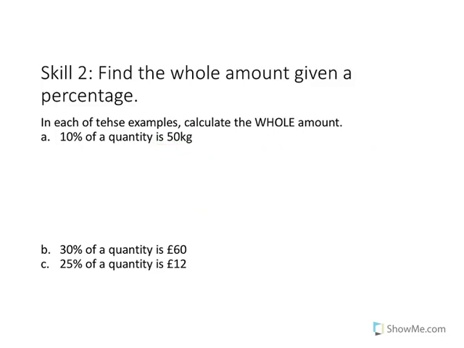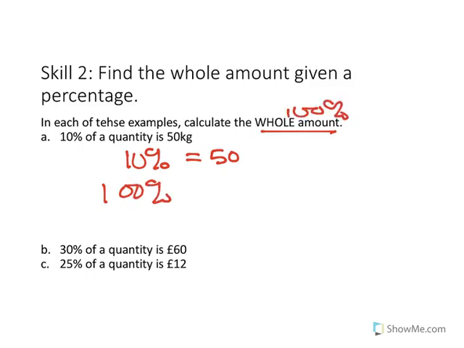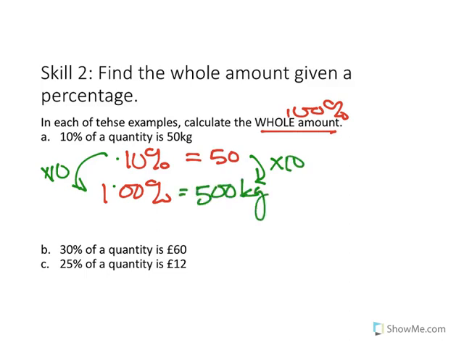Another way you can do this is if we know 10% is 50, and we want to know the whole amount. A whole amount, remember, is 100%. So then we can say, well, from 10% to 100%, I multiply by 10. So I'm going to multiply 50 by 10 as well. And that will give me 500 kilograms also. So at this time, go ahead and pause and complete B and C.